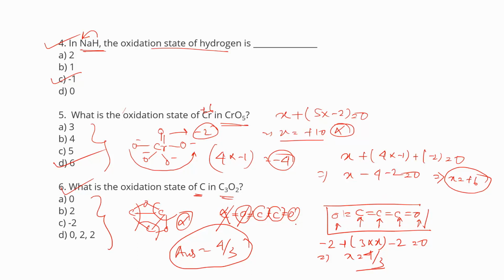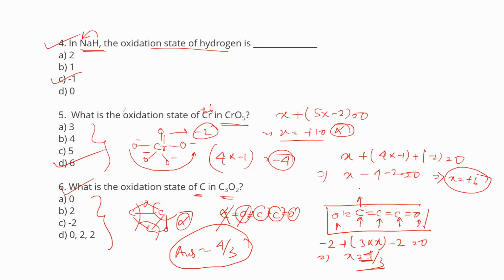But here in the option, the 3 carbons are there. So what will be the oxidation state of the 3 carbons? This is the average oxidation state of each carbon. So what will be the oxidation state of each carbon?